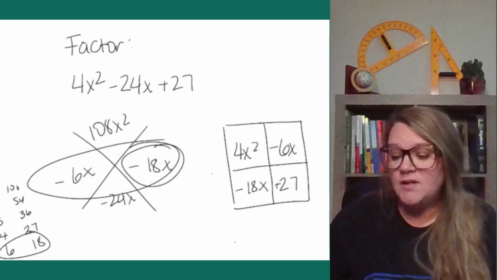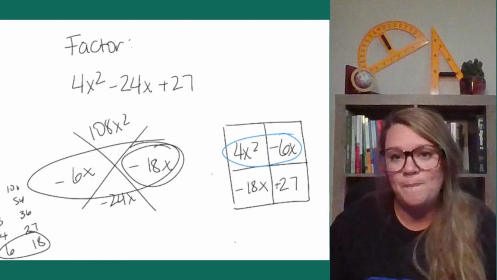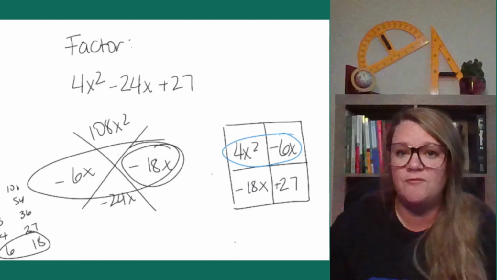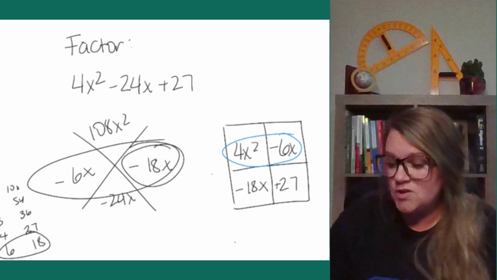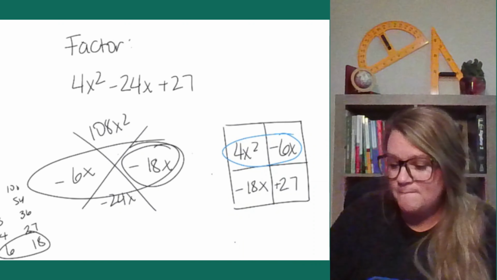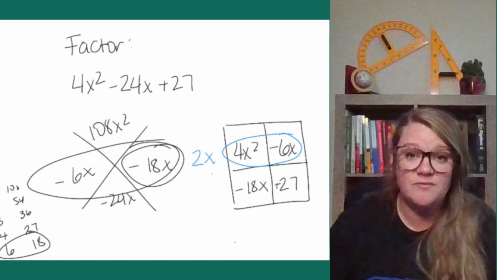Now I need to fill out the outside of my box. So we're going to just start with our first row. Our first row, what comes out of both 4x squared and negative 6x? Well, I know that a 2 comes out of them, and I know that an x comes out of there. Okay, now I'm just filling out the rest of my Punnett square.